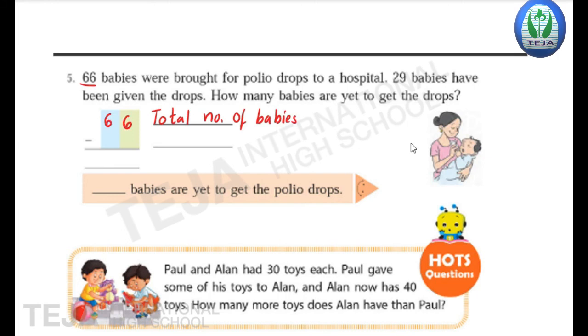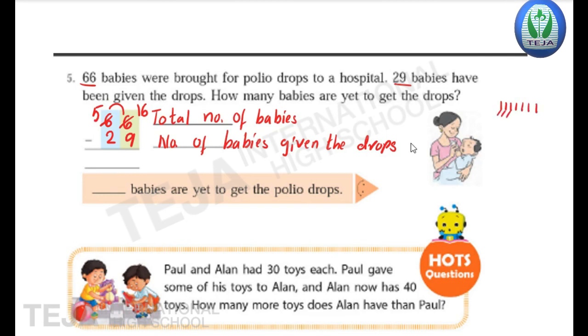Next statement is number of babies given the drops. So how many babies have been given the drops? 29. Now subtract 29 from 66. So 6 is smaller, 9 is bigger number. So borrow 1 from here. Now 6 will become 16 and 6 will change as 5. Now subtract 9 from 16, children. 9, after that 10, 11, 12, 13, 14, 15, 16. Count the lines: 1, 2, 3, 4, 5, 6, 7. So 16 minus 9 is 7. Write 7 here.